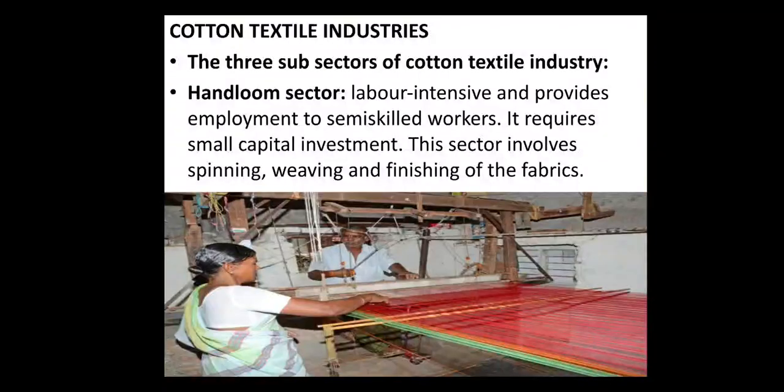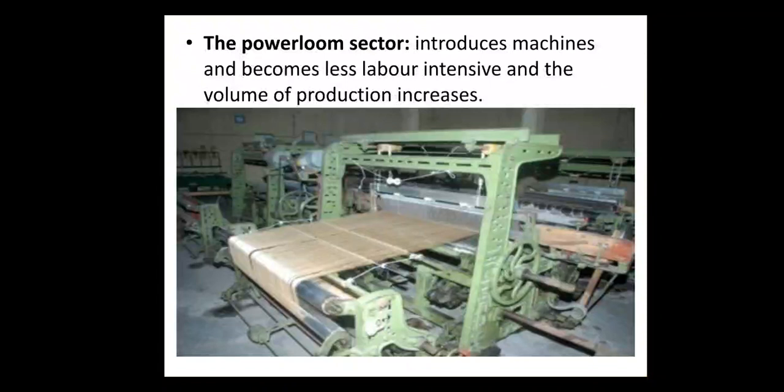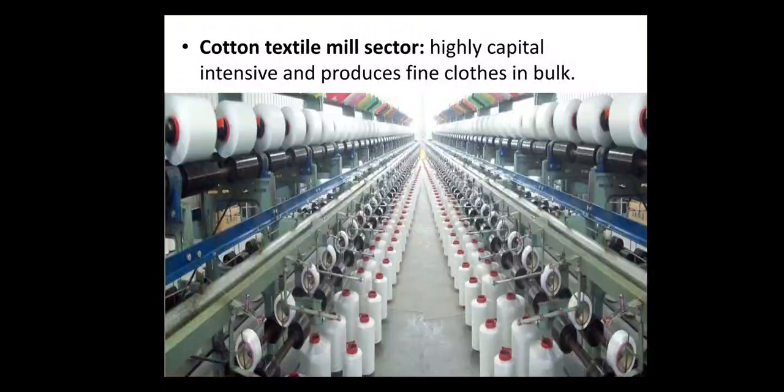The next important industry they have given more emphasis to is the cotton textile industry. Cotton textile industries are divided into three: handlooms, powerlooms, and cotton textile mills. These are the three classifications of cotton textile industries. The classification is made based on the amount of capital investment and the amount of machinery used.